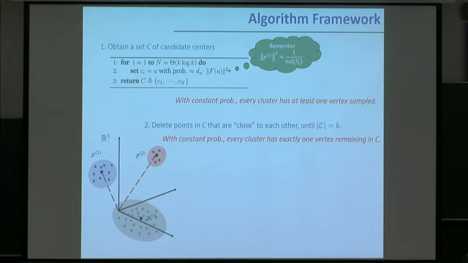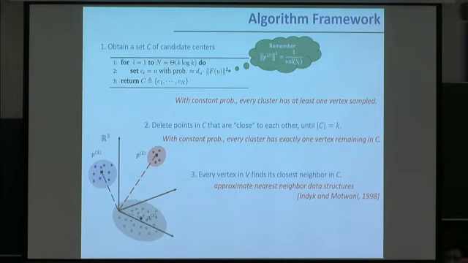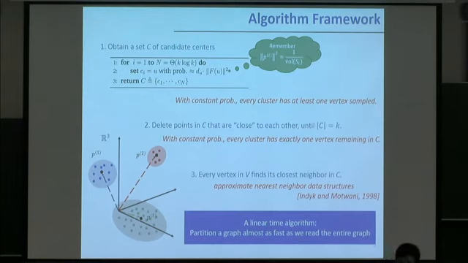Okay. Now for the final step, for all the remaining n minus k vertices, every vertex simply finds its closest neighbor in C. And with the third step, we can use approximate nearest neighbor data structures. And the third step runs in linear time as well. So combining these three steps, for clustering graphs, we present a linear time algorithm because all these three steps run in linear time, and it shows that we can partition a graph almost as fast as we read the entire graph.